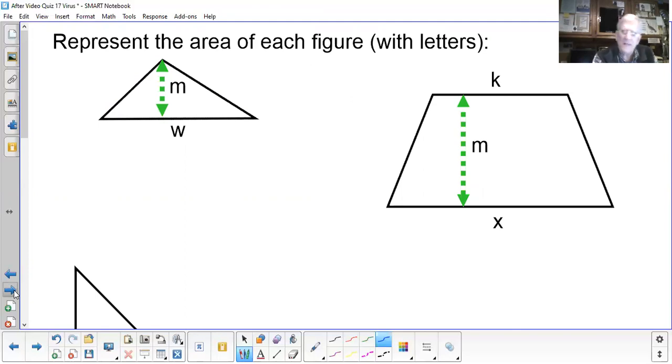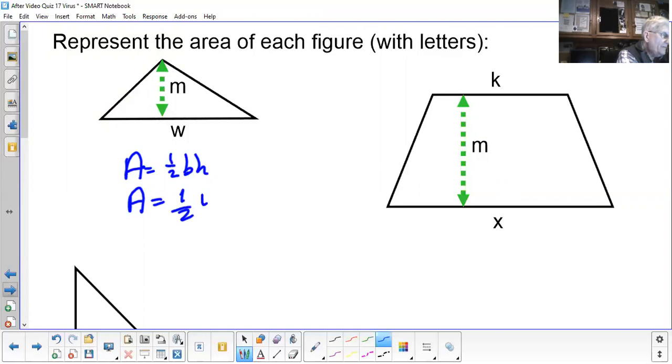So I don't have them as B's and H's. I have them as different letters, but what would I multiply these letters out by in order to get the area of the figures? Well, notice the first figure is a triangle, okay? Its formula for its area is 1/2 BH, right? Well, the base of this figure is W, right? So I would do 1/2 times W, right, times the height, which in this case would be M. So the answer to this would be 1/2 WM.